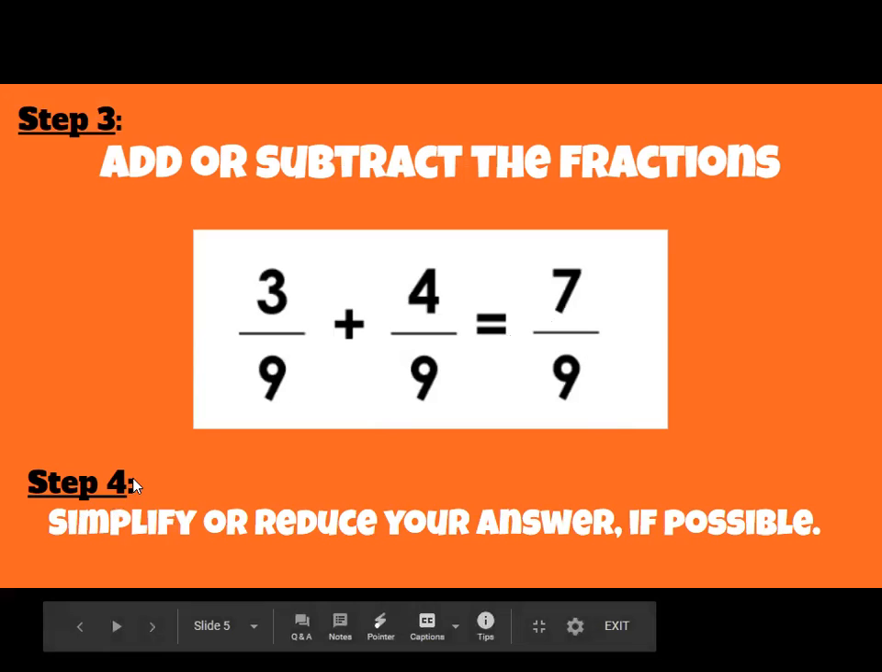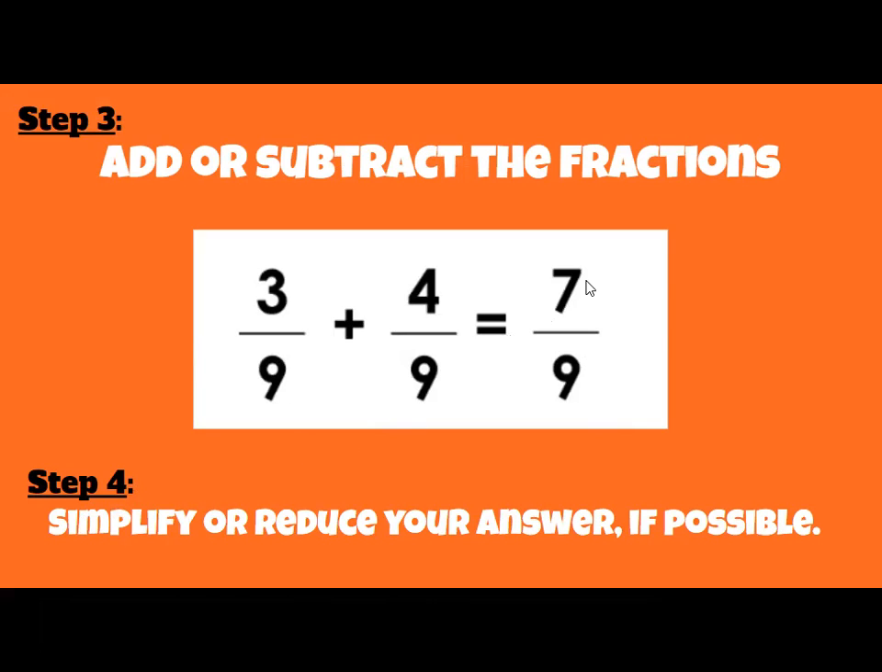And then the very last step is to simplify or reduce your answer if possible. Well, looking at our answer, 7/9, I know that this cannot be reduced. 7 is a prime number, which means it only has 2 factors, 1 and itself, and 7 will not divide into 9 evenly. So 7/9 is going to be our final answer.